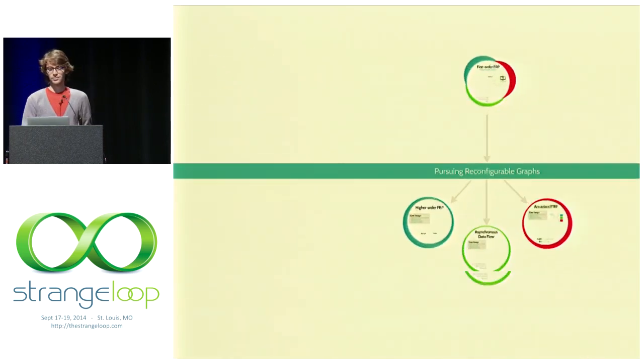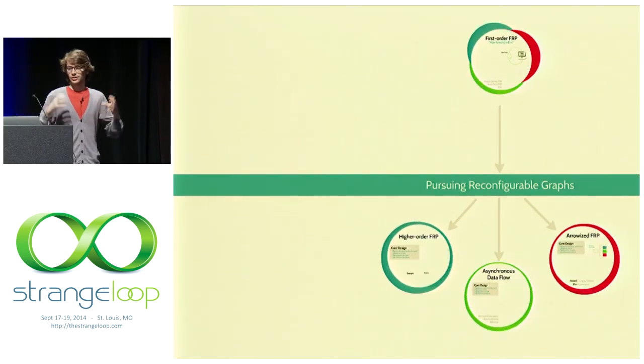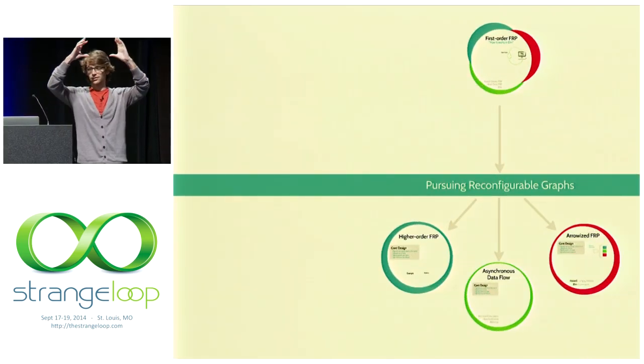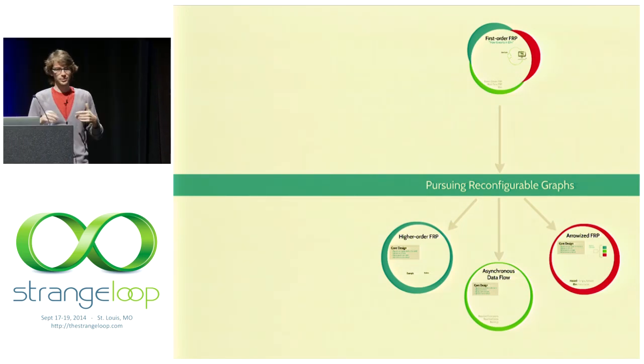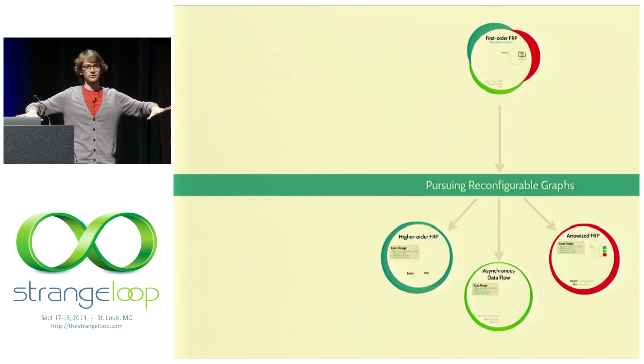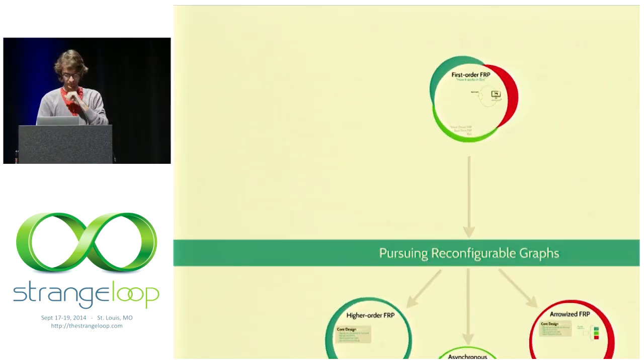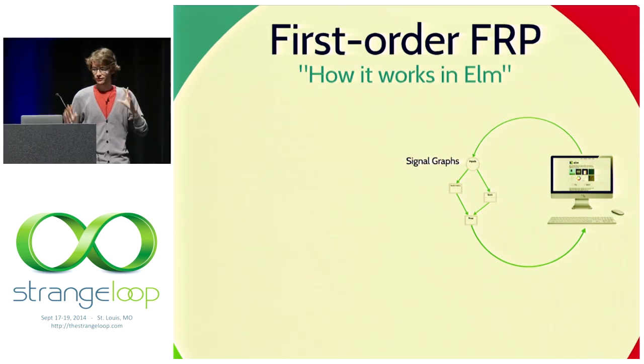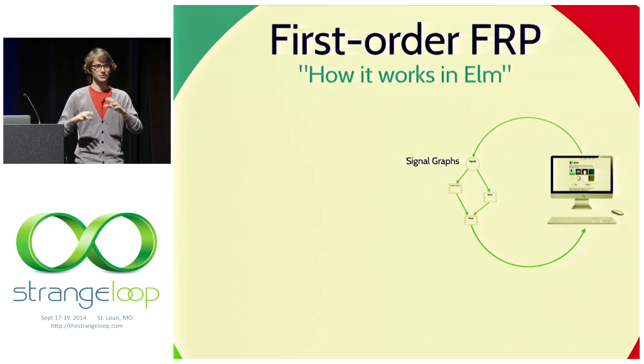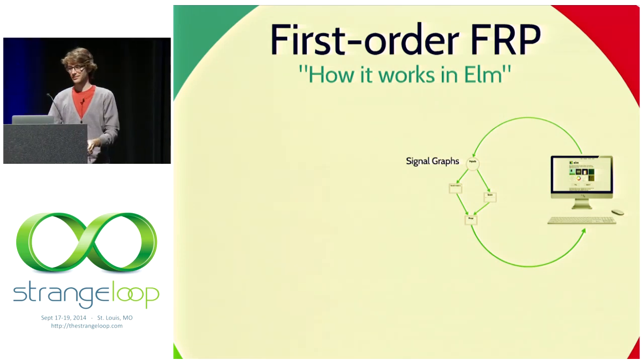So the way we're going to get started learning these things is to start with what I'm calling first order FRP. And this is what Elm looks like, and then we'll branch out into a bunch of different variations that build on that core. So first thing is first order FRP. Another way to think of that is how it works in Elm. We'll see why it's first order in a bit.